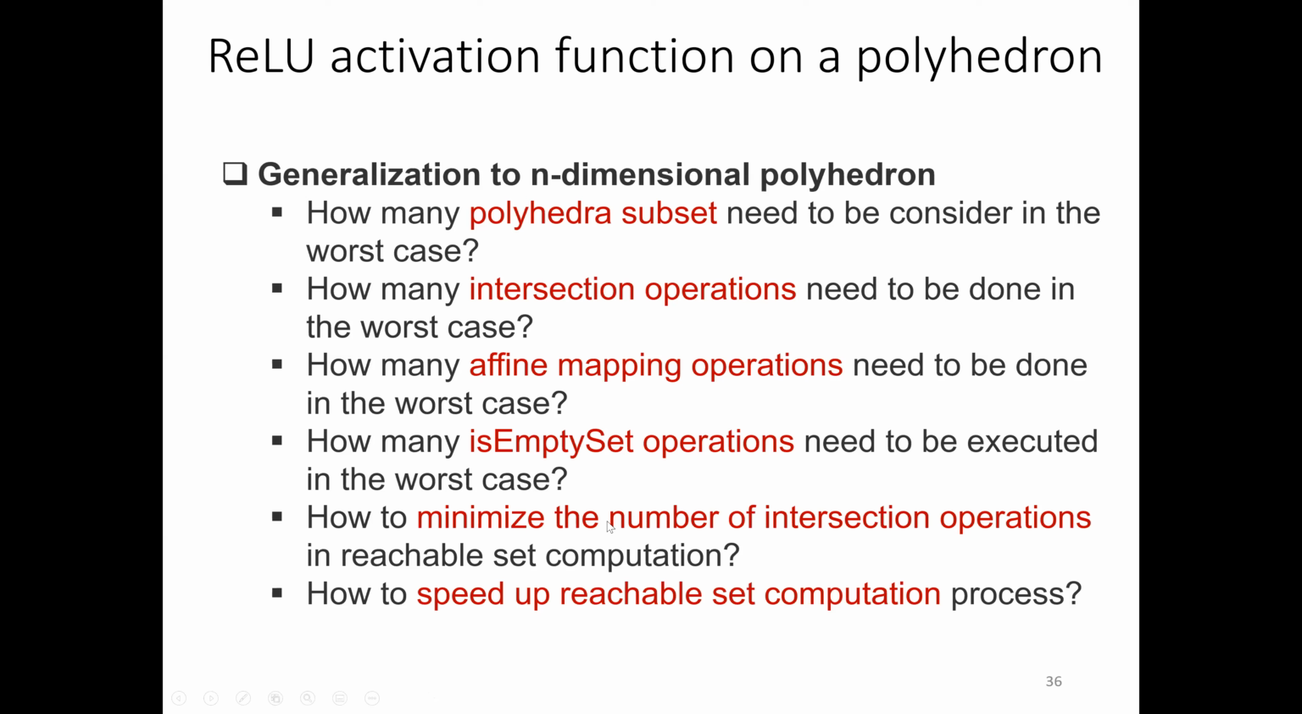So how do we speed up the reachable set computation? Any idea? From the paper you read?